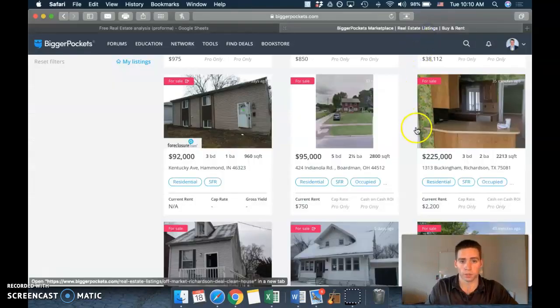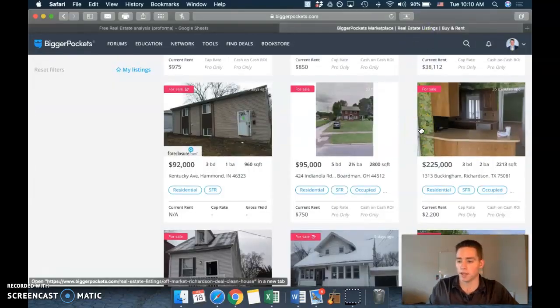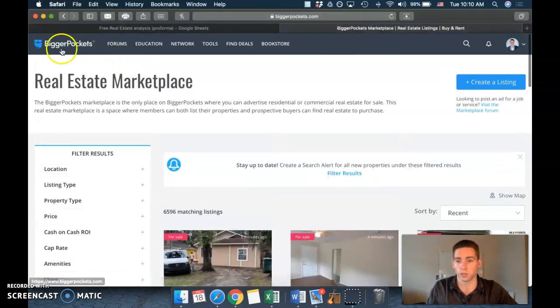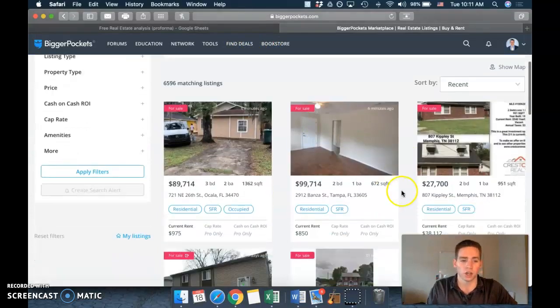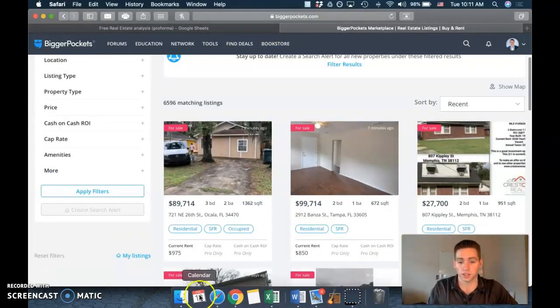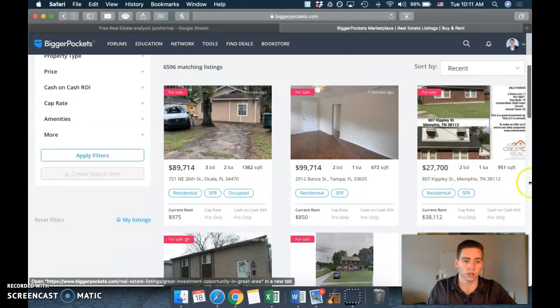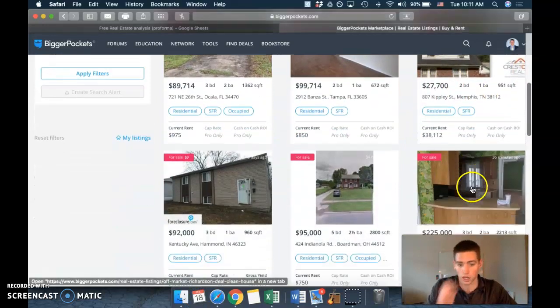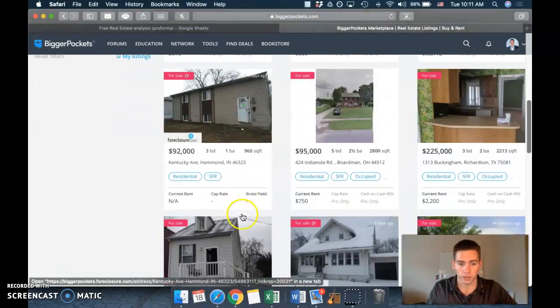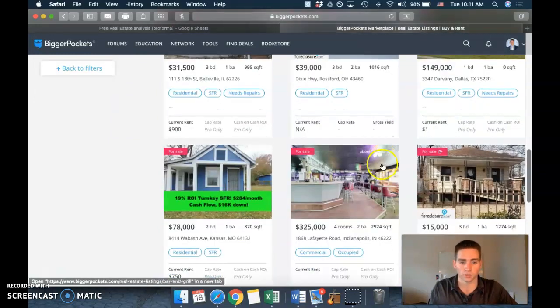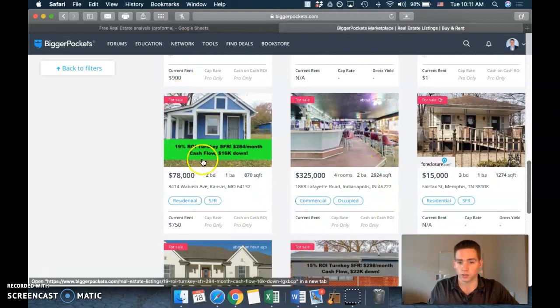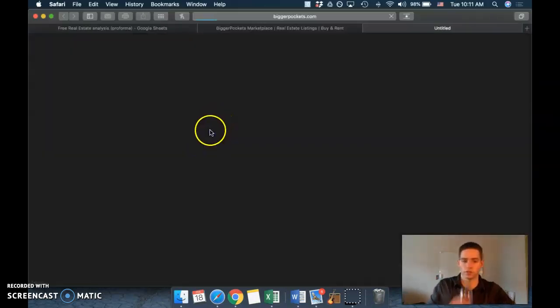All right, so I'm going to go to BiggerPockets Marketplace. BiggerPockets is just a forum, and they have a marketplace. If you go to biggerpockets.com, find a deal, real estate listings. So today's February the 18th. You can come through and look at any number of these deals, and we'll just pick, let's see, we want one that has price and rent. So we'll pick this one right here, okay? So it's $78,000, current rent of $750.